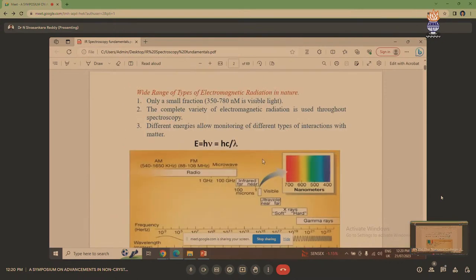Basically, infrared spectroscopy is a technique which is used to find the structure in a given material. For this spectroscopic technique, we usually use infrared radiation. Infrared radiation is next to the visible radiation. The range is 350 to 780 nanometer.